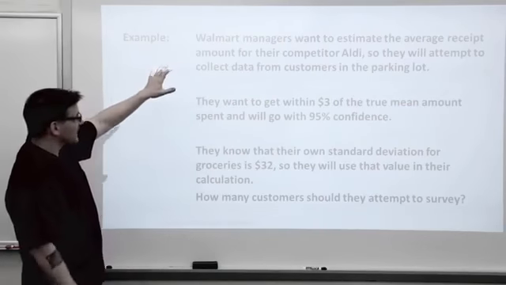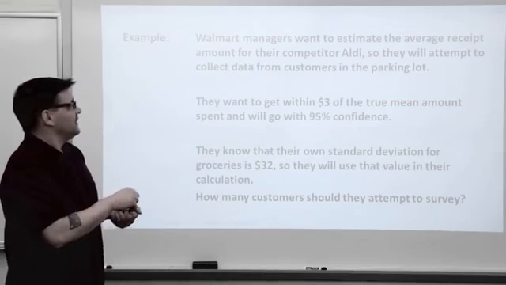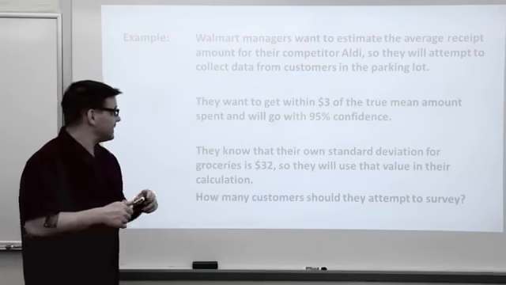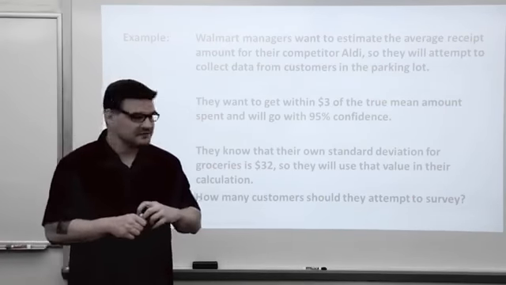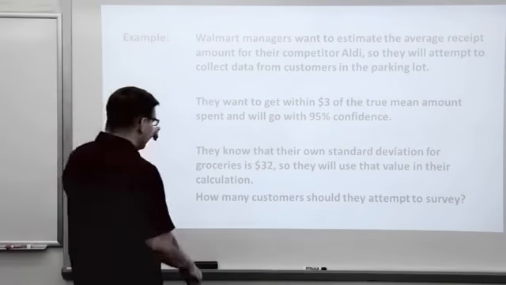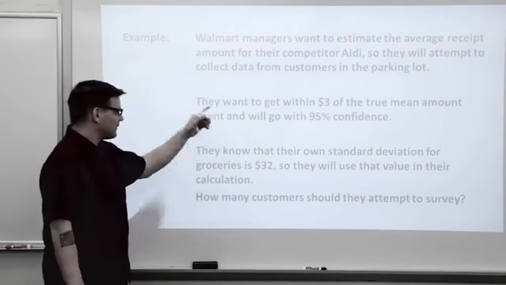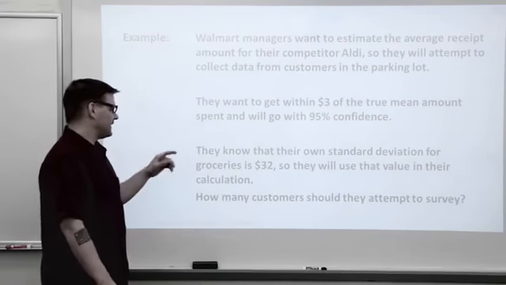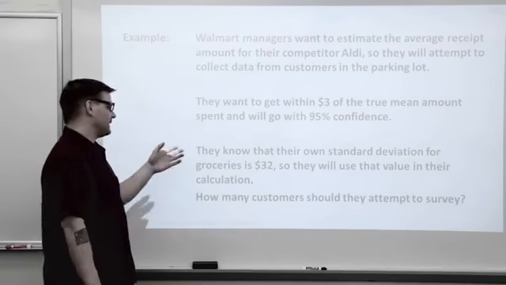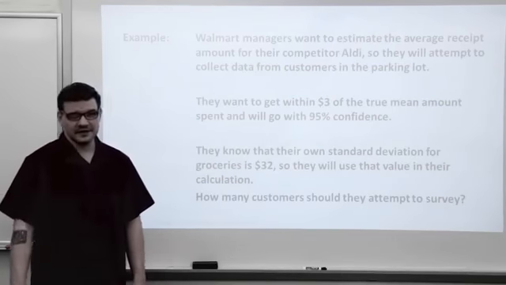Walmart managers want to estimate the average receipt amount for their competitor Aldi. So they will attempt to collect data from the customers in the parking lot. Not sure how well this is going to go, but they're going to go for it. They want to get within $3 of the true mean amount. They'll go with 95% confidence. They know at Walmart their own standard deviation for groceries is $32.